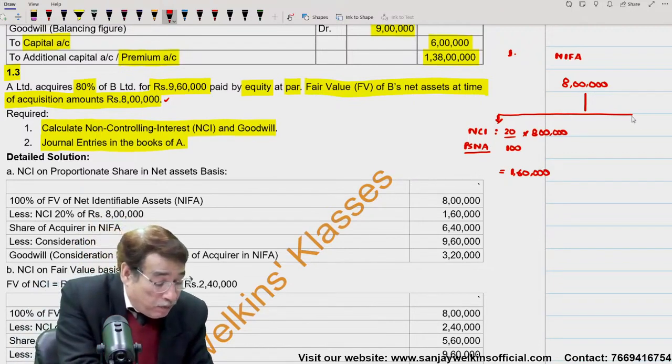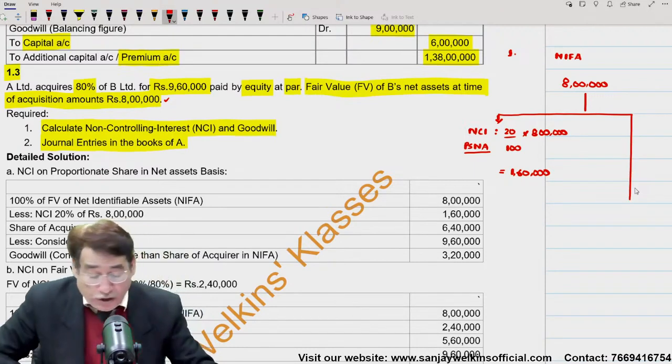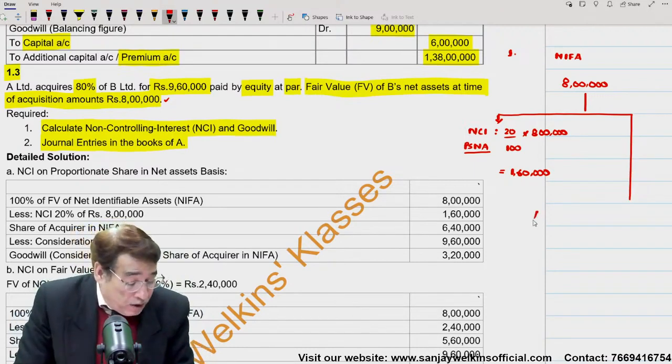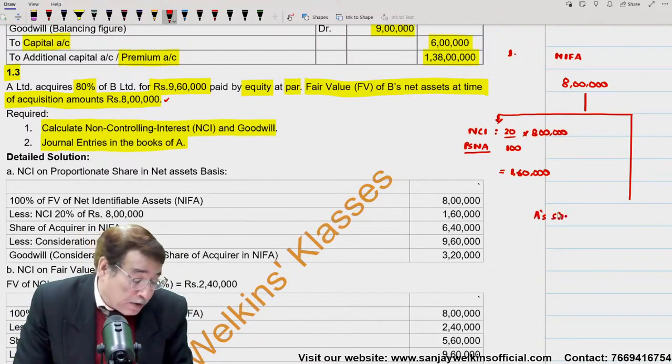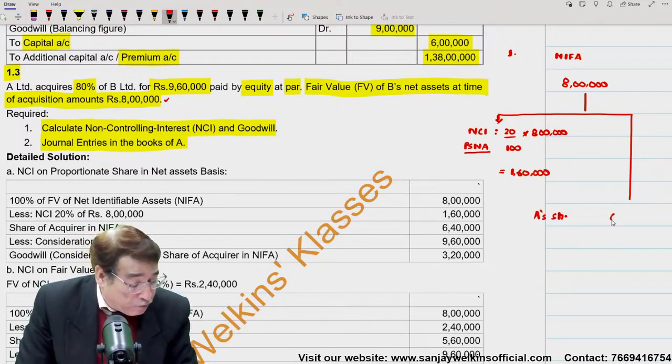Now, acquirer share, what will be the acquirer share? A's share, A is the acquirer company, A's share of net assets. So A's share of net asset will be equal to how much? If I am going to deduct the same, that will be equal to 6,40,000.